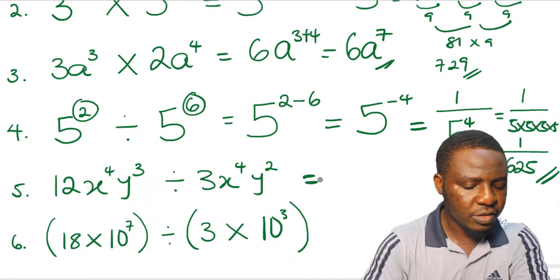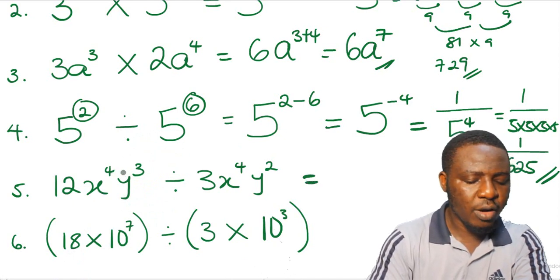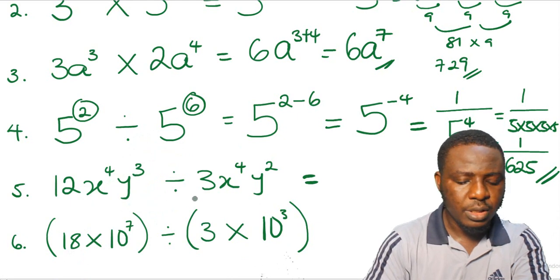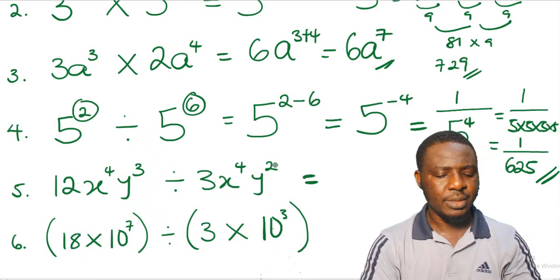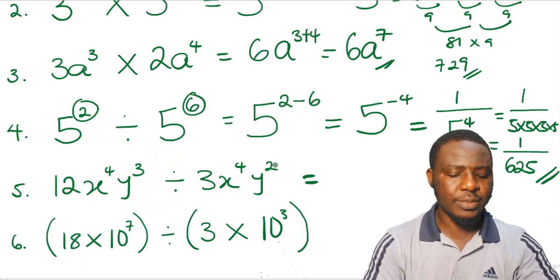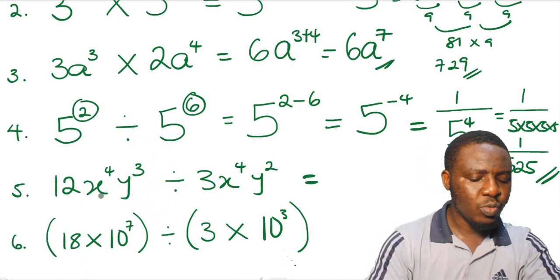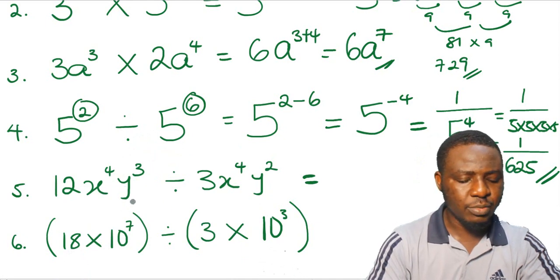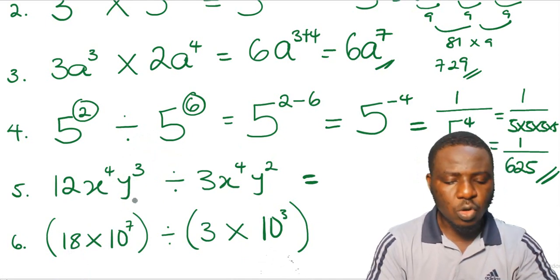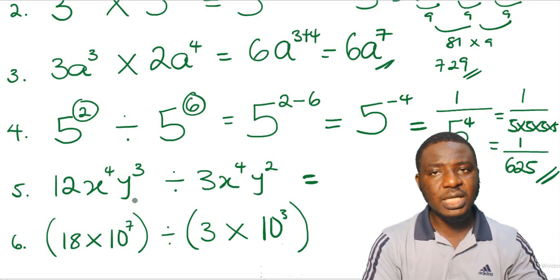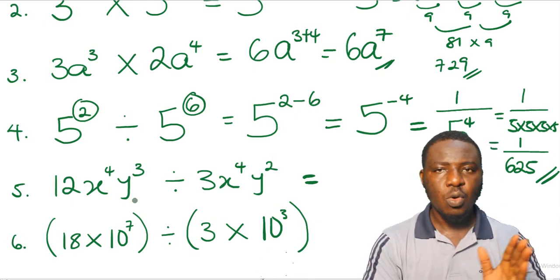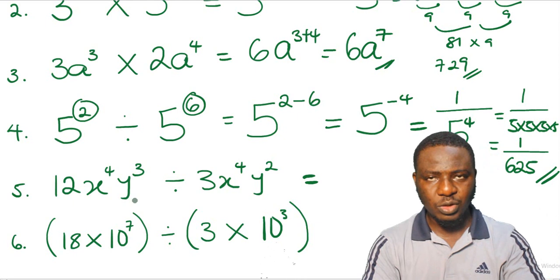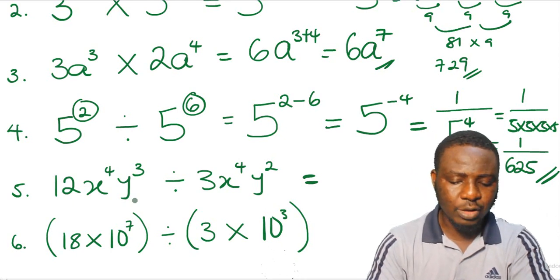Example 5 says 12x raised to the power 4 y cubed divided by 3x raised to the power 4 y squared. So we are going to divide term by term. Now you discover that we have more than one term. We have a constant term, the x term and the y term. So we are going to take them in that order. I'm going to divide constant term by constant term. The y terms will divide themselves as well as that of the x.